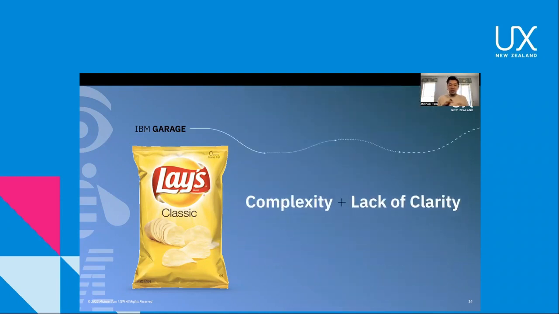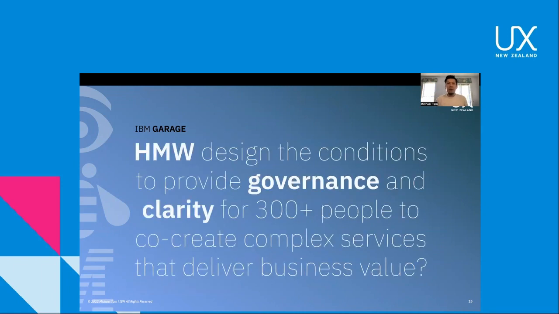But using it as an example, I just want to bring out the challenge that we face as a leadership team. How do we design the conditions to combat complexity and the lack of clarity? So at the back of our mind, as the transformation team, we constantly ask ourselves: how might we design the conditions to provide governance and clarity to 300-plus people to co-create these complex services and processes that would deliver business value?